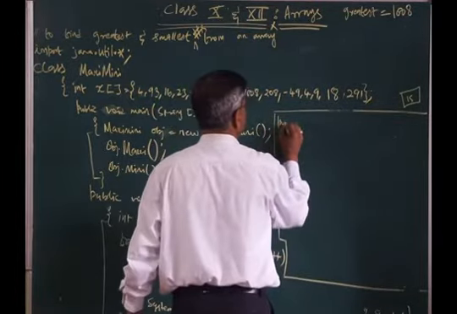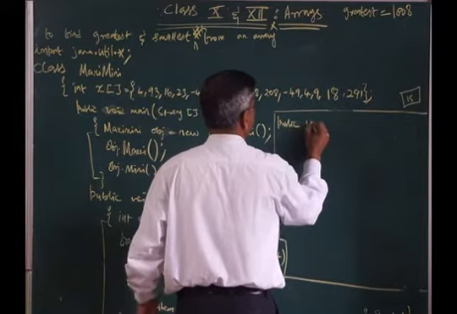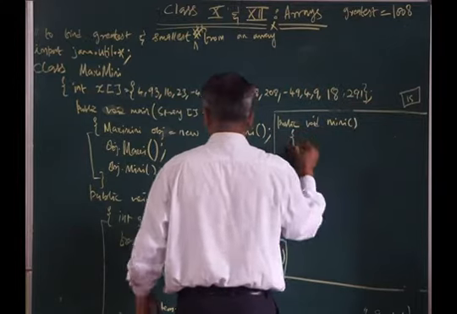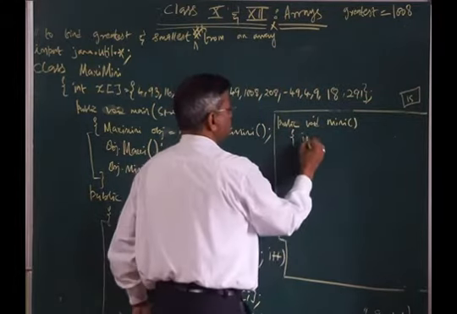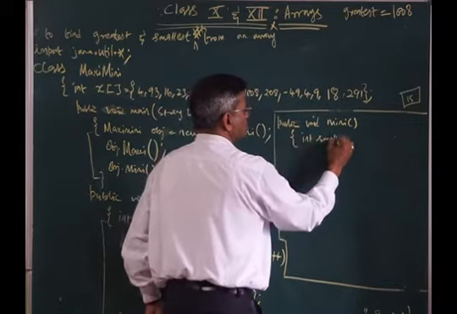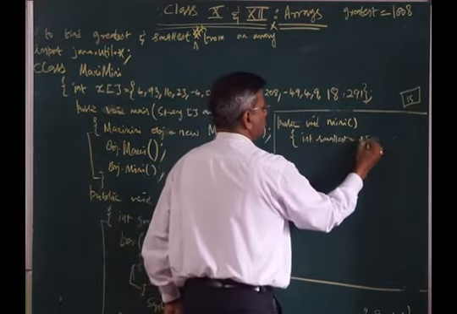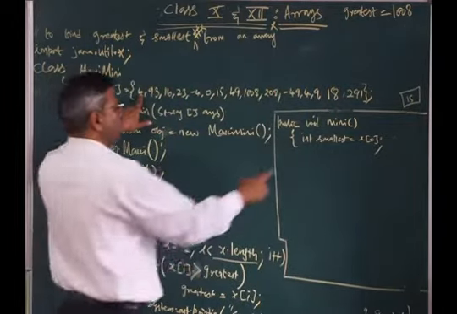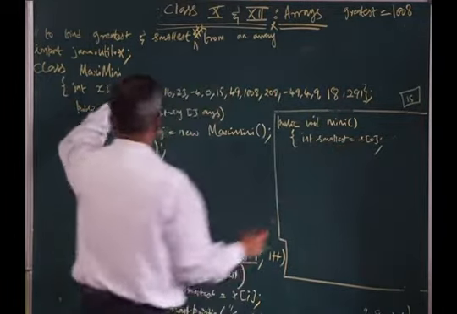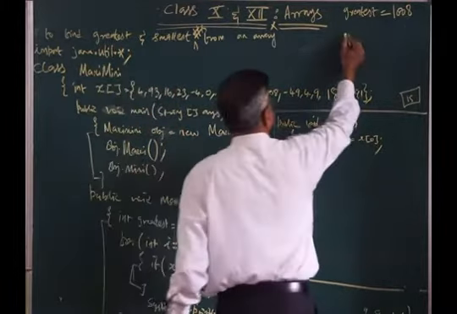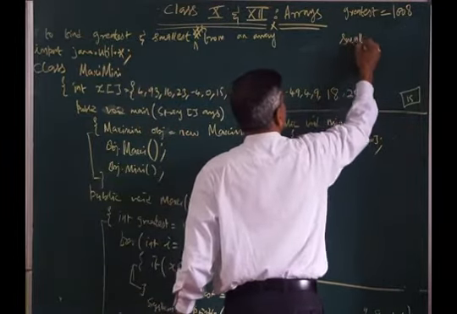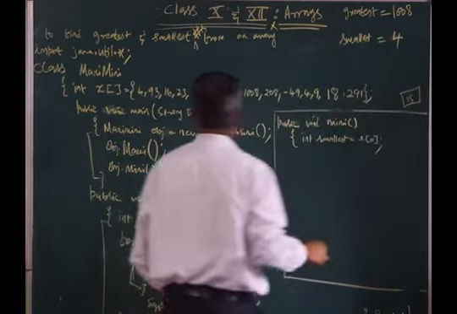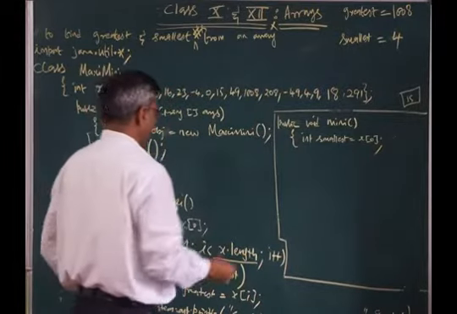Public void mini. Integer smallest. What do I do? Again, I give the 0th element of the X array as smallest. Minus 4 will be the smallest. Right. Now, I start comparing.